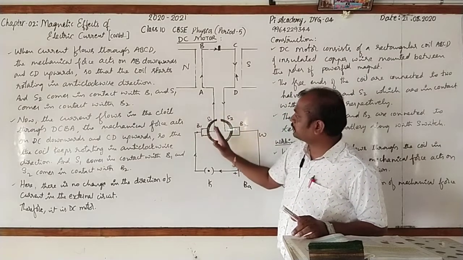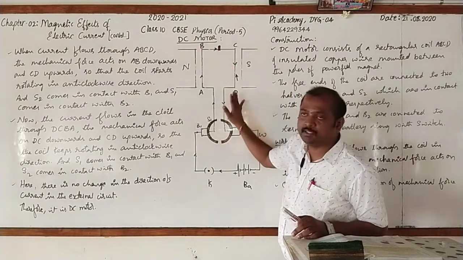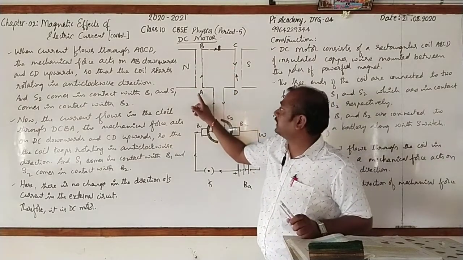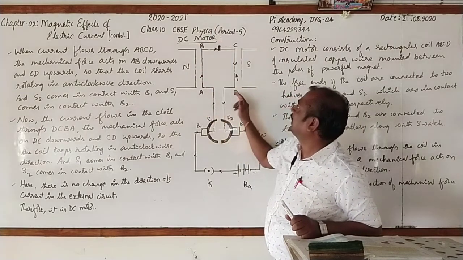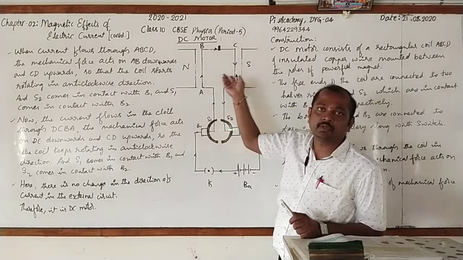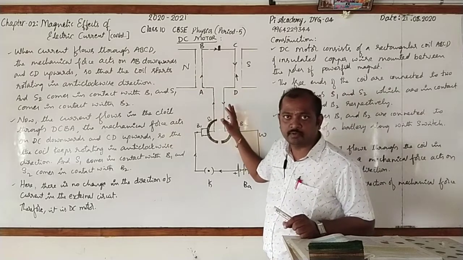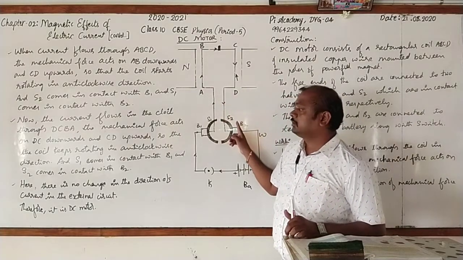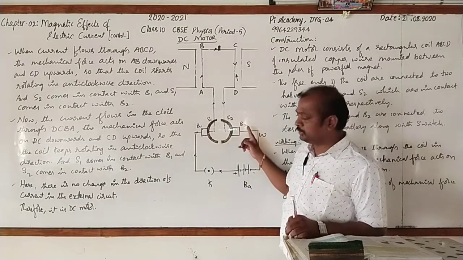Right? Next, after that, when the current flows through here DCBA, then the mechanical force acts on the limb DC in the downward direction and AB in the upward direction. Again, it keeps rotating in the same direction, that is anti-clockwise. Now here S1 comes in contact with B1 and S2 comes in contact with B2.